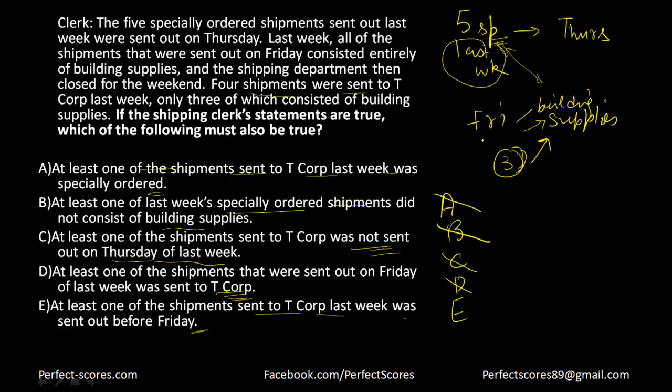Why? Because 4 shipments were sent to T Corp last week and all of the shipments that were sent on Friday had only building supplies. And for T Corp, only 3 were having building supplies. So what this means is if there is an additional 4th shipment to T Corp, it must have shipped before Friday. So that means E option is correct. Again, this is a little confusing question. I would recommend for this question as well that you should pause the video and try to work out the scratch work on your own, and then that would be very easy. You'll be able to find out that E is the answer very easily.